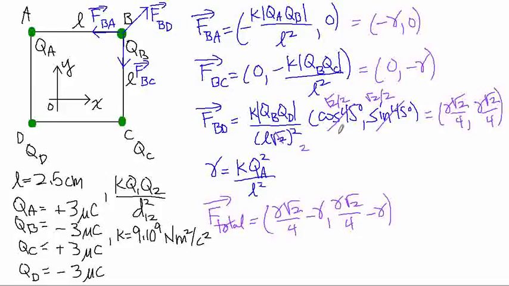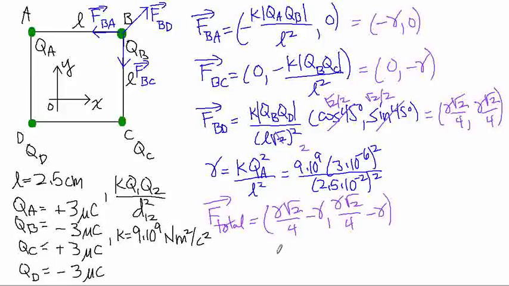And there you have it. So you can now use your calculator to determine the value of gamma. Gamma is 9 times 10 to the 9 times 3 times 10 to the minus 6 squared, all over 2.5 times 10 to the minus 2 squared. And then plugging that into the formula, you'll get the components.